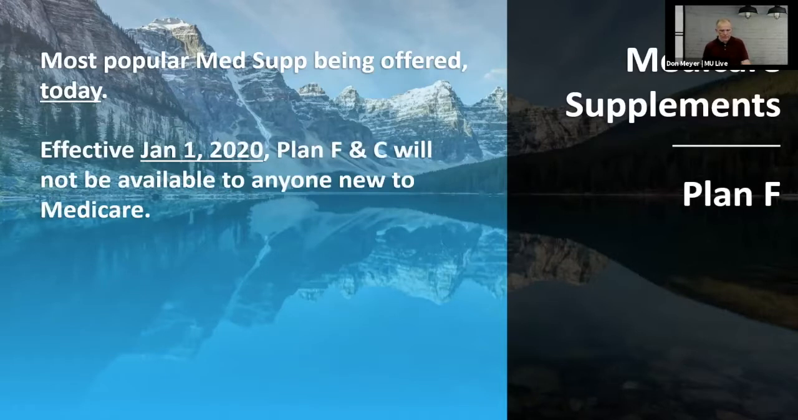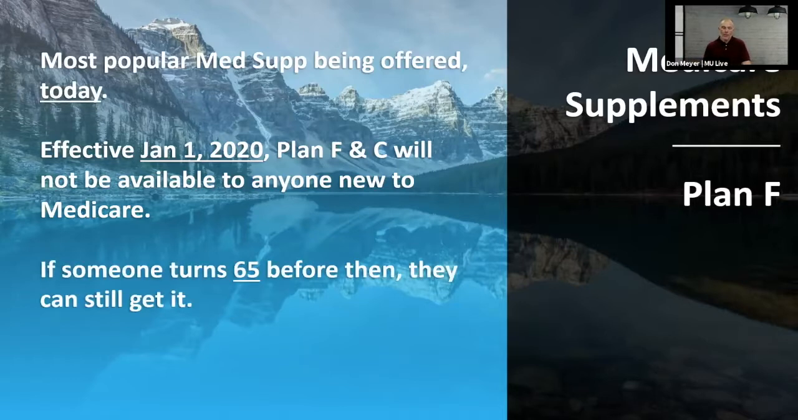But effective January 1st, 2020, Plan F and C will not be available to anyone new to Medicare. So if you become new to Medicare on January 1st, 2020 or later, you are not going to be able to have access to Plan F and C. However, if someone turns 65 before then, they can still get it. If they're on Social Security disability before then, they can still get Plan F. All right, so they can still get it. But after that, they will have to health qualify.